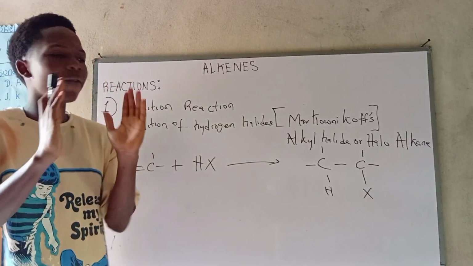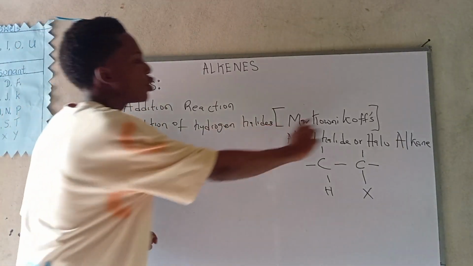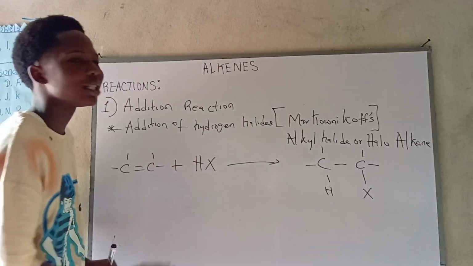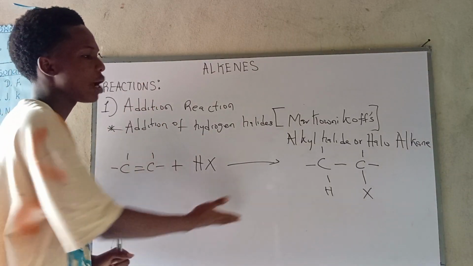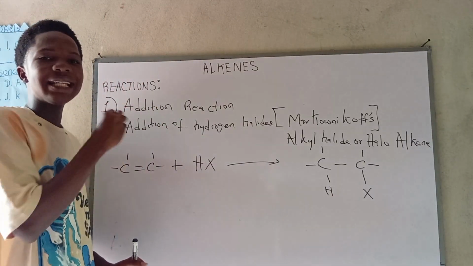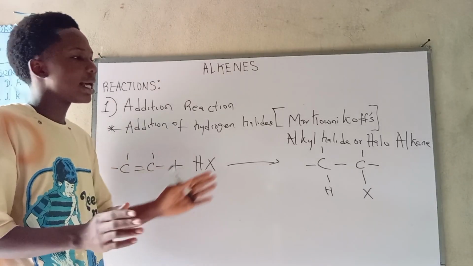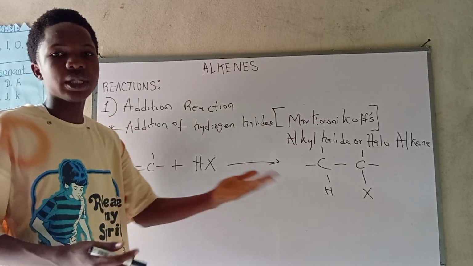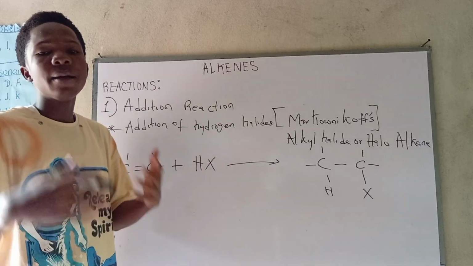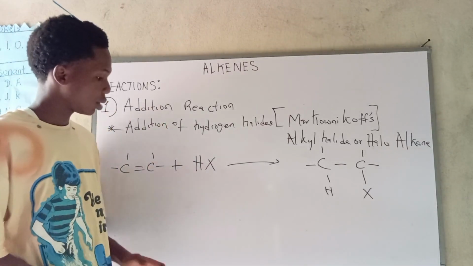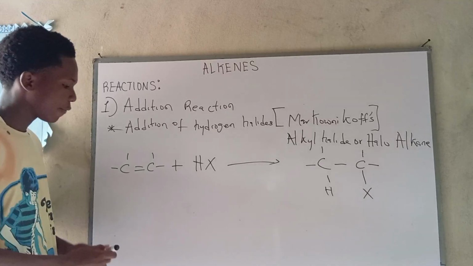This is the most important part about it. When you hear Markovnikov's addition, you should know that there is an absence of peroxide. But when there is a presence of a peroxide, it is no longer called Markovnikov's addition. It is now called anti-Markovnikov's addition.